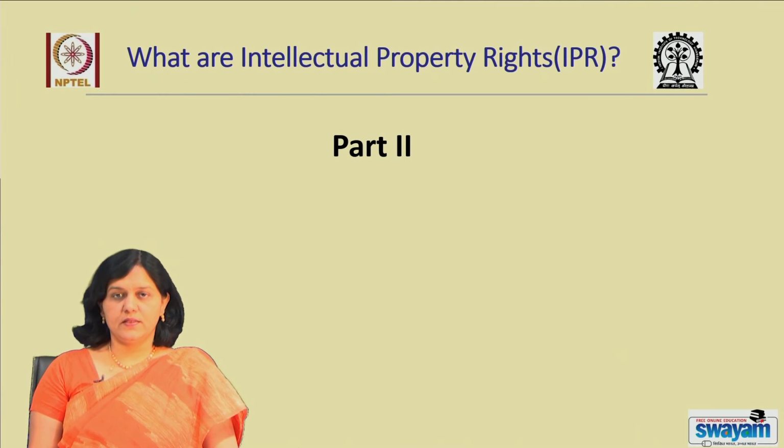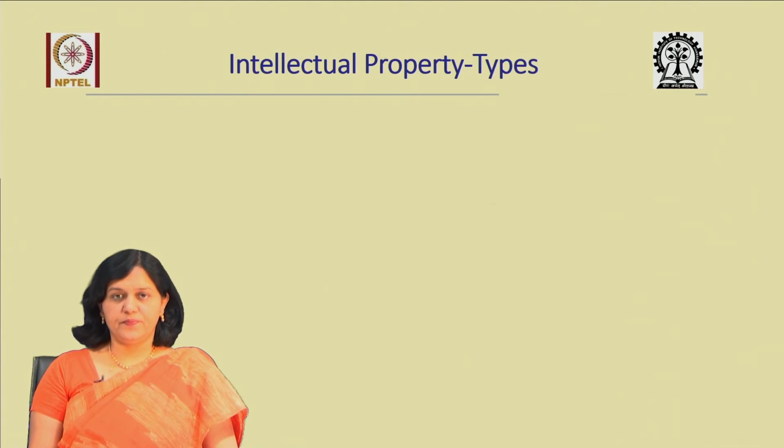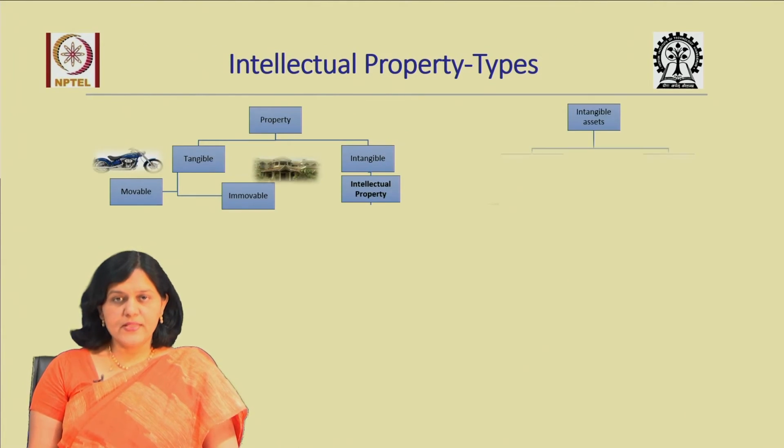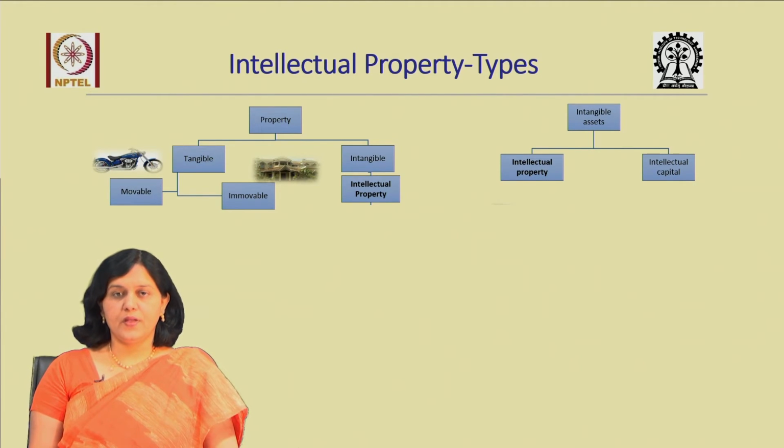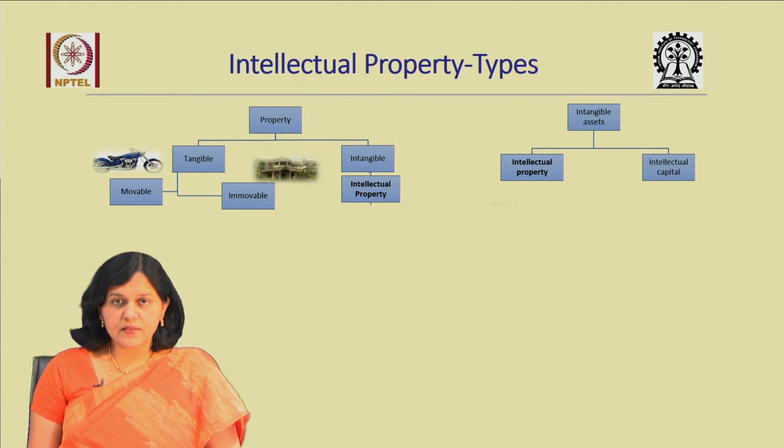In part 1, we have seen details about intellectual capital. Now, we will see in detail various types of intellectual property. Many times we see people use the words patent, copyright, industrial design and so on. Are these terms same or different?